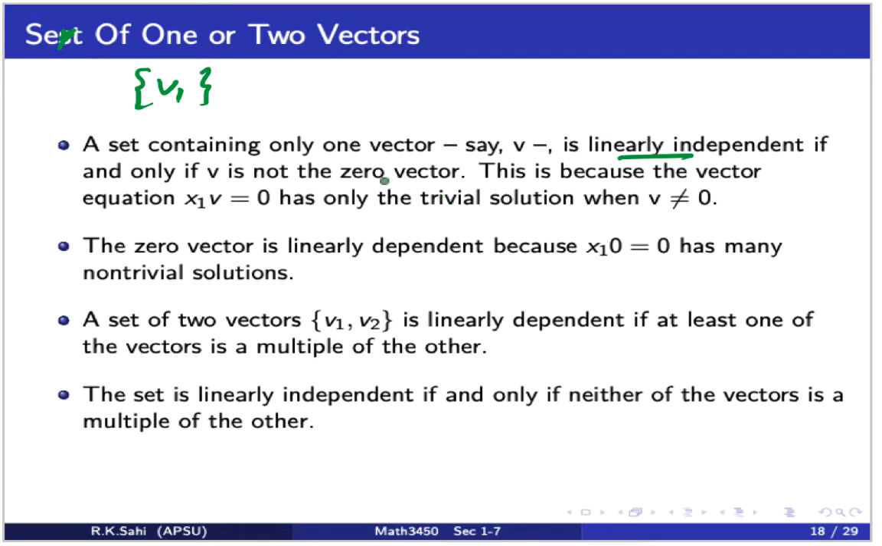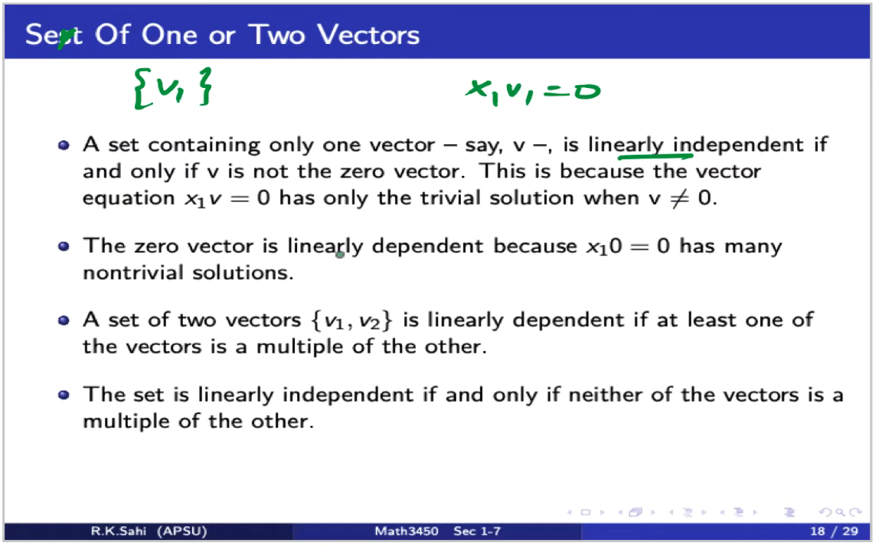Because if v is not the zero vector, let's look at the vector equation x1 v1 equals 0. The only way this can be 0 if v1 is non-zero is for x1 to be 0. And that automatically is the definition of linear independence.